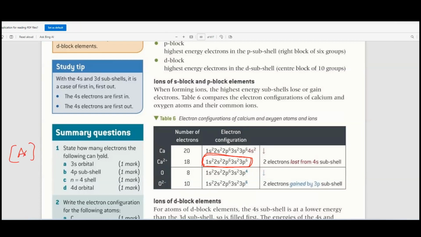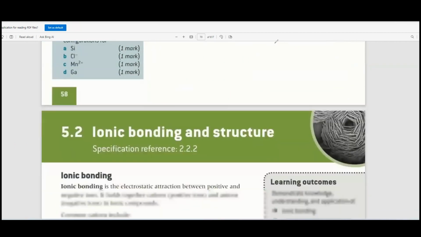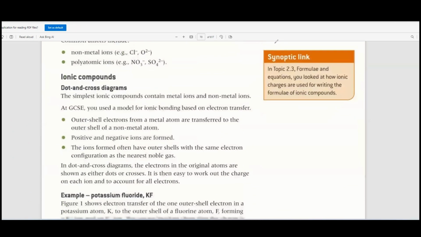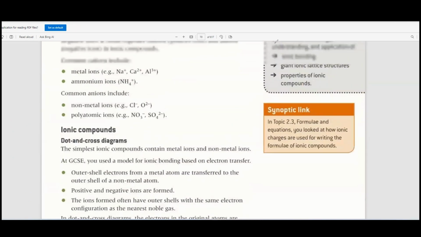If they ask you to write the shorthand notation, just write Ar. If they don't say specifically to write the shorthand notation, you should not write it. You should write the whole thing. You don't need to worry about what people think of it, because they have asked you the question, so they know what you have to write.